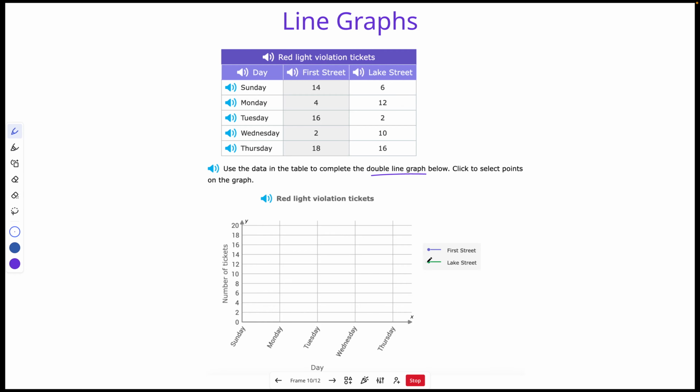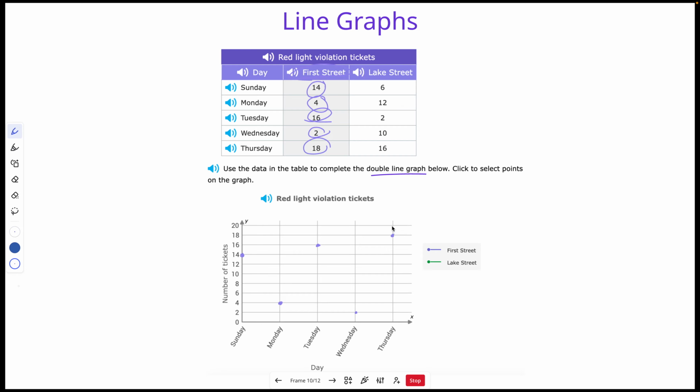let's start doing our data. Let's do First Street first. And First Street is sort of a purple color. And this is a line graph, so this is going to be just a regular line. So for First Street, okay, let's start with Sunday is 14. So on Sunday at 14, I'm going to put a dot. Then Monday was 4. So on Monday, dot at 4. Tuesday, 16. Wednesday, 2. Thursday, 18.